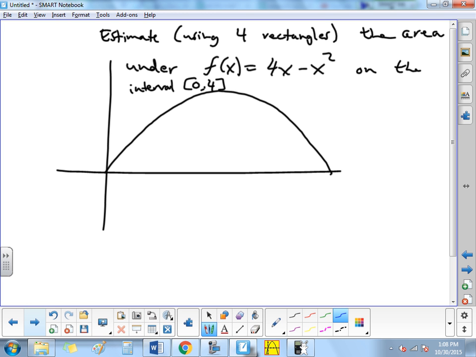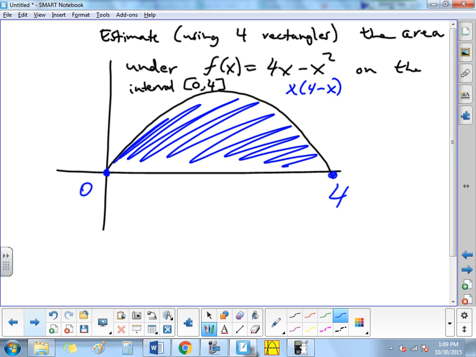Okay, so here's our goal. It's actually very simple. This function factors into x times 4 minus x. So your x-intercepts are here and here. It's a downwards opening parabola for crying out loud. We're going to try to estimate this blue area by using 4 rectangles. And we're going to do it 3 different ways. That's what we're trying to do.